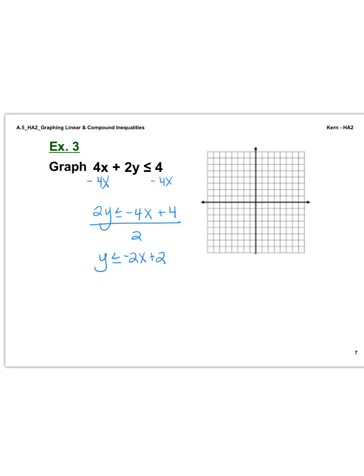And now I'm gonna graph. My y-intercept is 2. My slope is negative 2. So I go down 2 to the right 1, down 2 to the right 1, and so on and so forth.